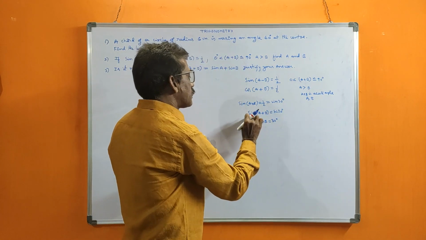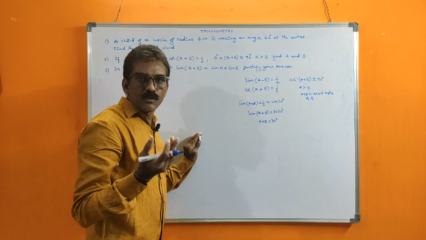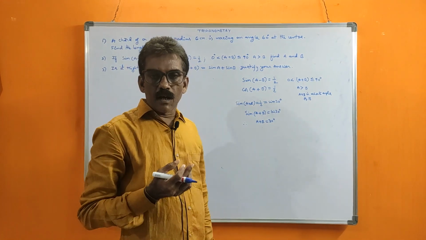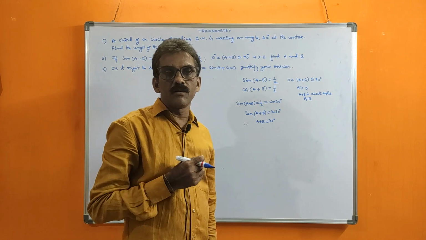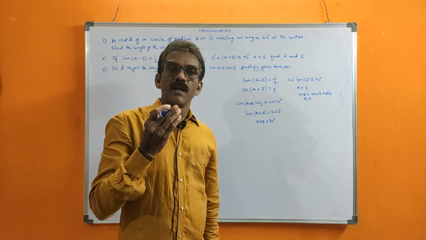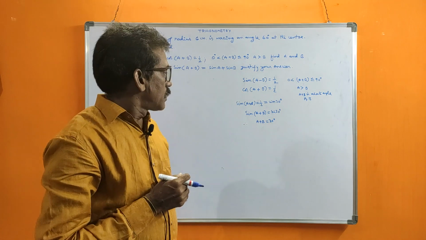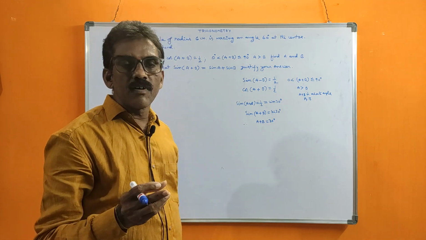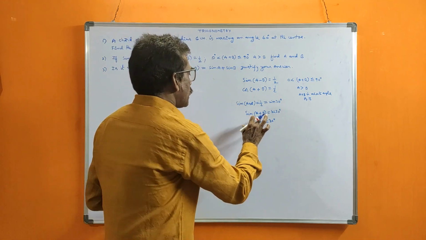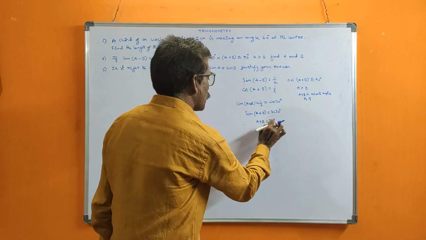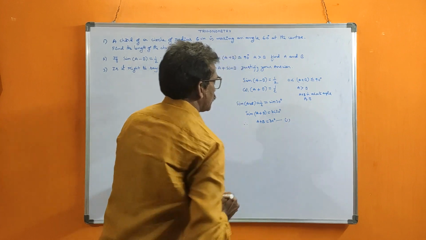Sin of some value is equal to sin of some value only when the angles are equal. Suppose sin 30 is always equal to sin 30 only. Sin 30 does not equal another value, not sin 40 or 45, even sin 31 is not equal. Some difference will come. That's why when these are equal, the same angle means only the same angle is equal. So these two angles are compulsorily equal. Okay, this we take as one equation.